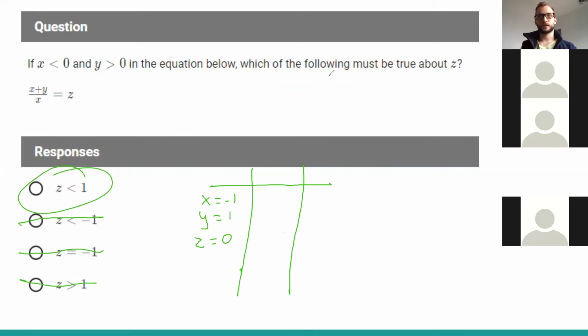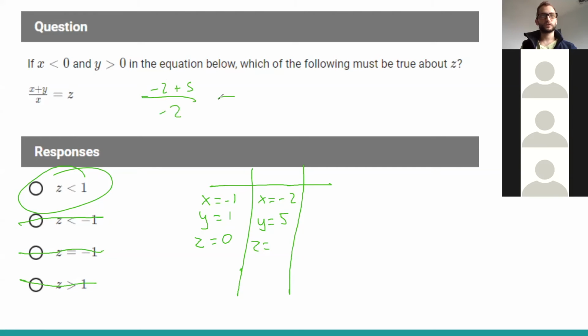And if you plug in different numbers, let's say X is -2 and Y is 5, what would happen? Well, you get -2 plus 5 over -2, which gives me 3 over -2, which is -1.5. So once again, 0 and -1.5 are both less than 1. So this first one must be true. You can't break it. It has to be true no matter what you plug in for X and Y. As long as X is less than 0 and Y is greater than 0, Z will always be less than 1. Okay, so you just want to try to plug in a couple numbers.